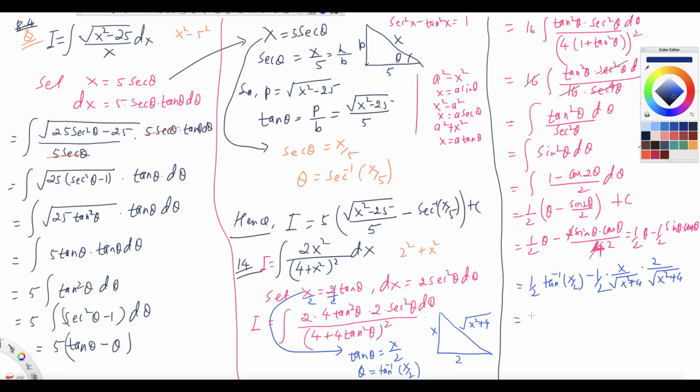So the final answer will be 1/2 tangent inverse x over 2, minus, since the 2 and 2 cancel out, x over, if you multiply that square root and square root, you get x squared plus 4, plus c. Don't forget plus c. This is the final answer. Okay guys, I will do a few more examples in the next video, but this is how you do all the problems here. All right.